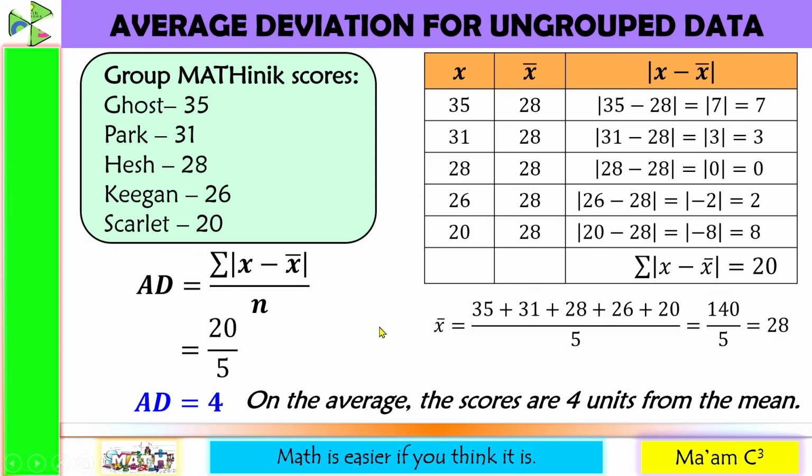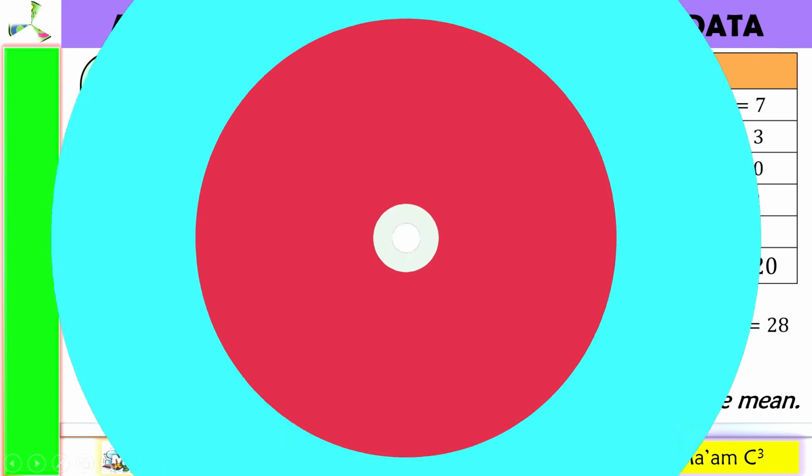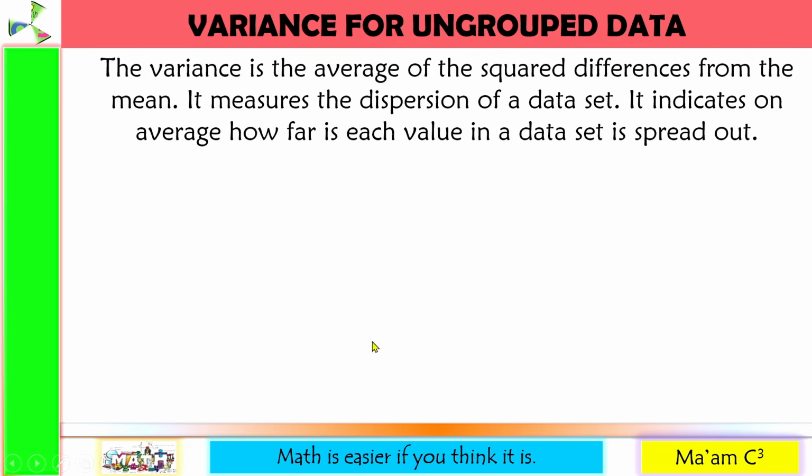The next measure of variability is the variance. Variance is the average of the squared differences from the mean. It measures the dispersion of a data set. It indicates on average how far each value in a data set is spread out.